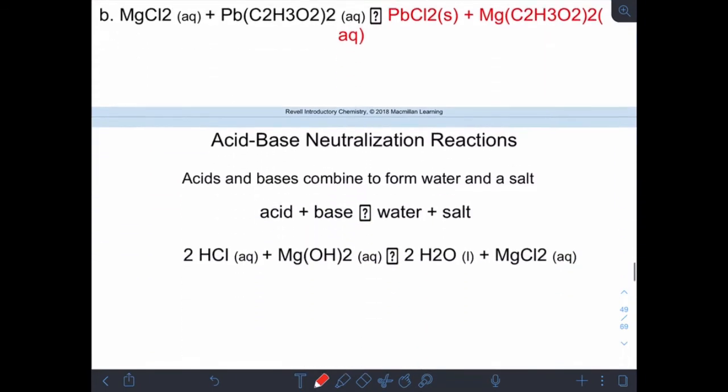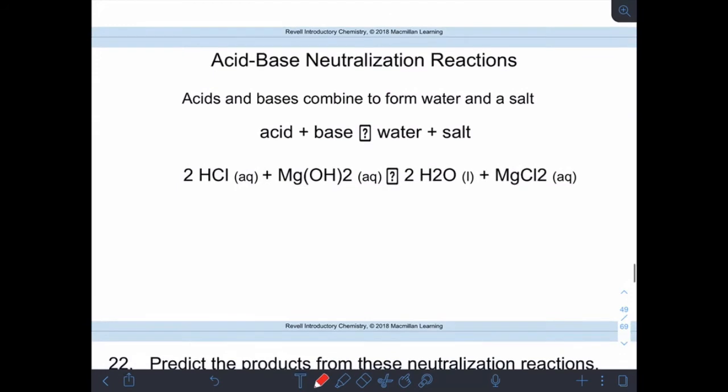Okay. Now acid-base neutralizations, and again this should be an arrow. All right. So acid plus base always makes a water and a salt. Now remember that a salt is a generic term for an ionic compound. Okay, so any ionic compound, you can also refer to it as a salt.